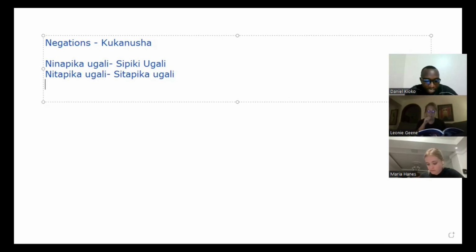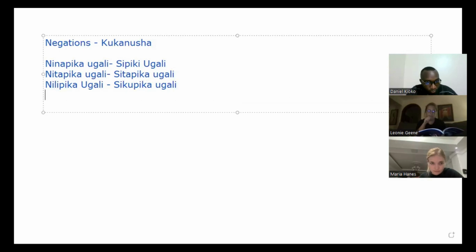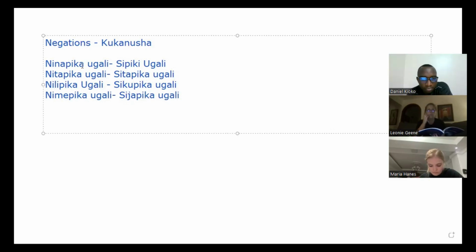Sitapika ugali, and then I cooked: Nilipika ugali. That will be sikupika ugali. Which other tense marker am I missing? Me. Nimepika ugali. I'm just writing random ones; we're going to do them one by one. Sijapika ugali.